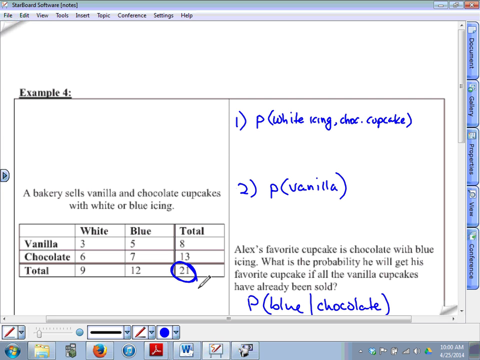So what's the chance that you get a chocolate cupcake with white icing, if you are given a cupcake at random? How many of the chocolate have white icing? 6. Out of how many? 21. So the chance to get a chocolate cupcake with white icing is 6 out of 21. You have to use the entire sample space.